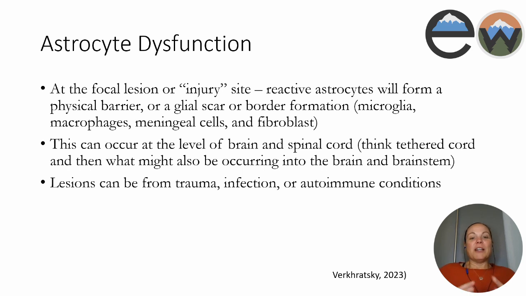But what can happen is the astrocytes are going to form a physical barrier, and I'm going to talk about this in more detail, so hang with me. This is referred to as a glial scar, but it's not really a scar because it's a border formation that's composed of microglia, macrophages, meningeal cells, and fibroblasts. So it's this border formation that's actually trying to protect the area. But this can occur in the brain and the spinal cord.